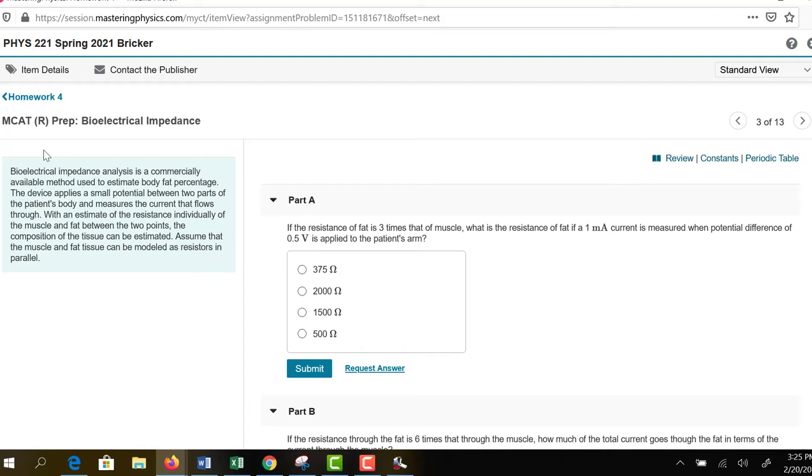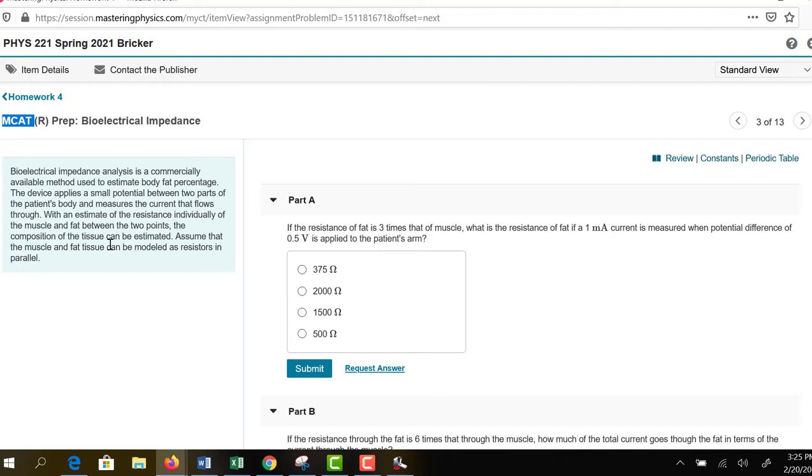Okay, here's the next one. So if you're going to take the MCAT, going to medical school, something like that, I believe you take the MCAT. This is an MCAT type question. So let's see. Bioelectrical impedance analysis is a commercially available method used to estimate body fat percentage. The device applies a small potential between two parts of the patient's body and measures the current that flows through. With an estimate of the resistance individually of the muscle and fat between the two points, the composition of the tissue can be estimated. Okay, good.